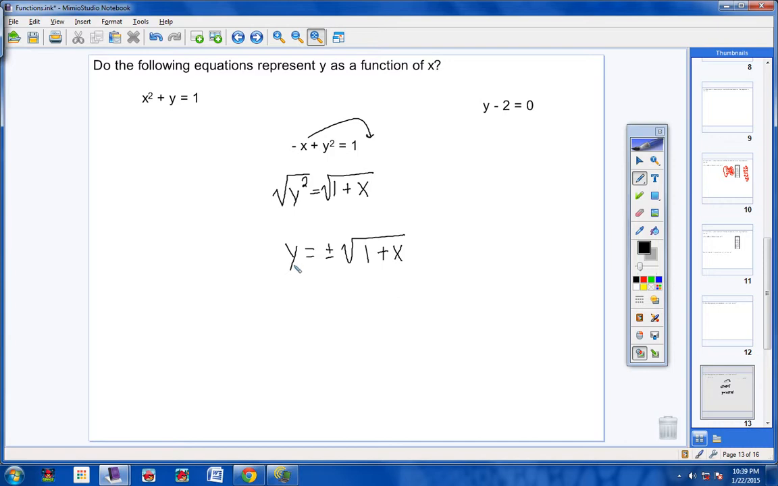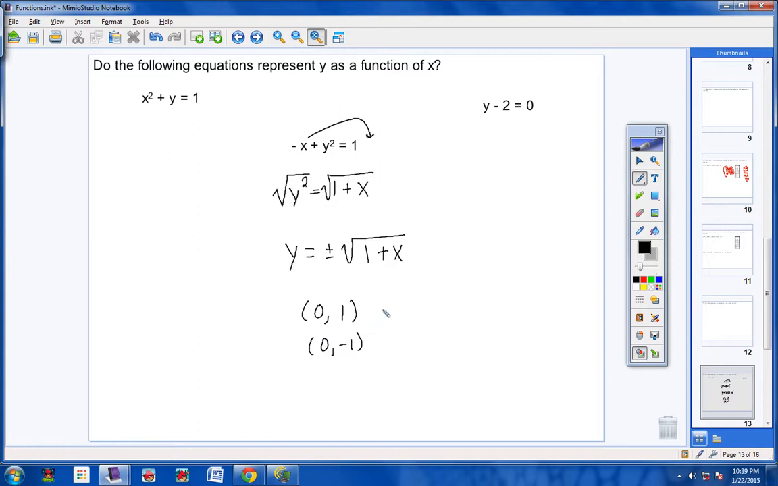Now, is y all by itself? Yes, it is. So let's put a value in for x. Let's see what we get. Let's put 0 in for x. And what do we get out? Well, 1 plus 0 is 1. The square root of 1 is 1, but there's a plus minus right here. So I get out a 1, and I also get out a negative 1.